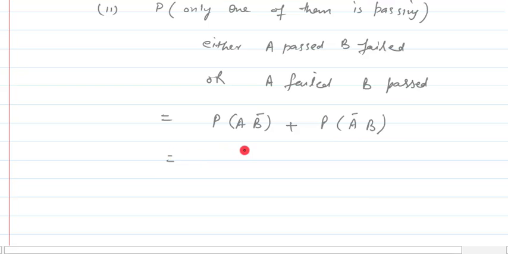So this can be found like passing of A is given as 3 upon 7 and not passing of B is 2 upon 7, plus not passing of A will be 4 by 7, that is 1 minus 3 by 7, into passing of B is given as 5 upon 7. So after simplifying this, you get the probability of only one of them passing. So it is the case of independent experiments where we are getting two cases for the given problem.